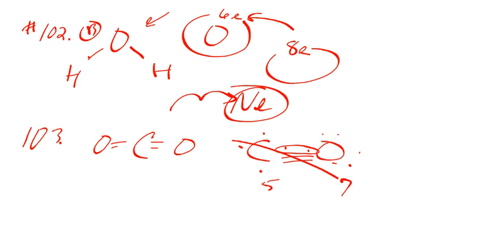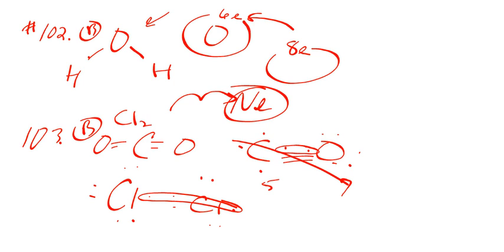Cl, it has 7. And the other one has 7. And therefore, what are you going to do? They can share 1. That's your single covalent bond. The answer is B, Cl2.